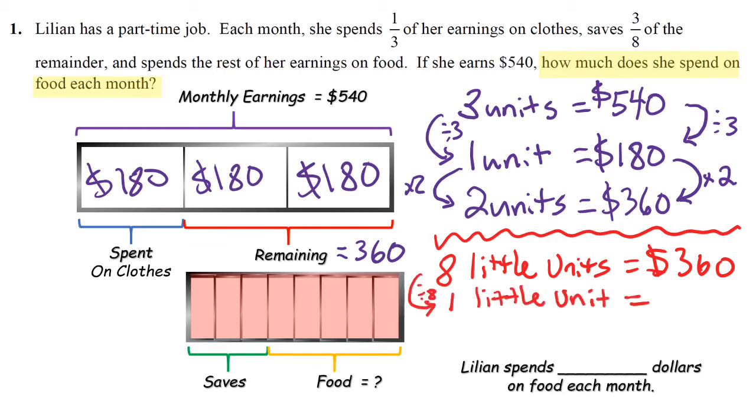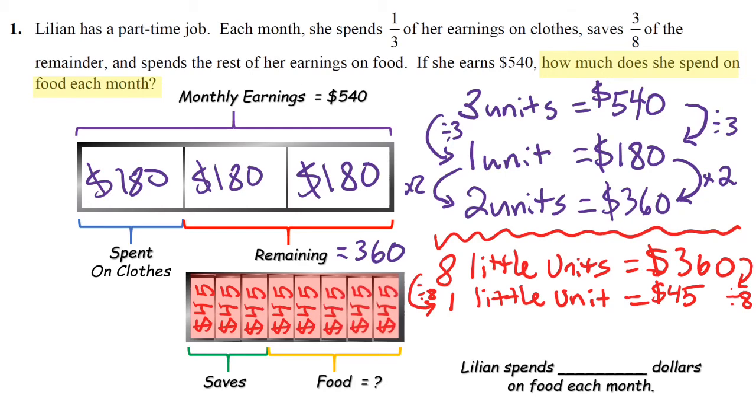And then I can also figure out what 1 little unit is worth by dividing that 360 out to the 8 groups. Just like we did above with the 540 to the 3 groups, here I'm dividing 360 into 8 groups. So if I divide 360 by 8, I get 45. That means each of those little boxes is worth $45.